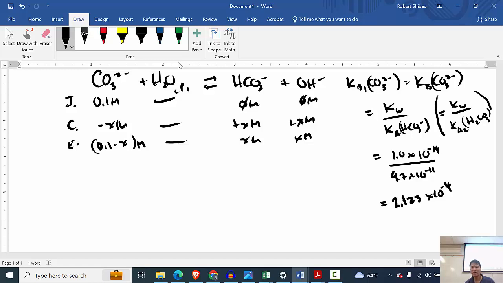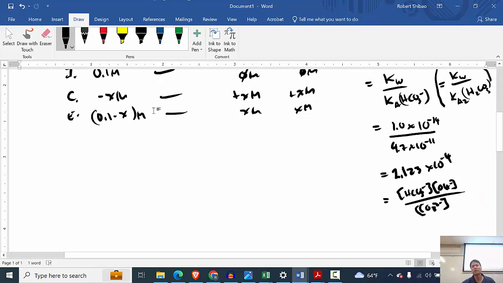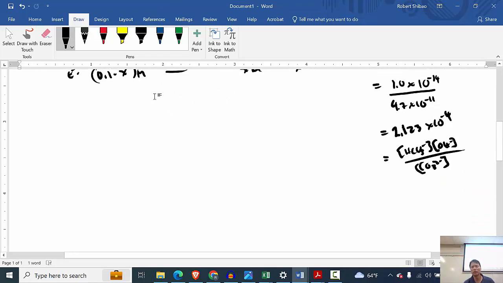So we're going to go ahead and solve this for X. Kb will be equal to the bicarbonate concentration at equilibrium times the hydroxide concentration at equilibrium divided by the carbonate concentration at equilibrium. And so in other words, it's going to be equal to x squared over 0.1 minus x.